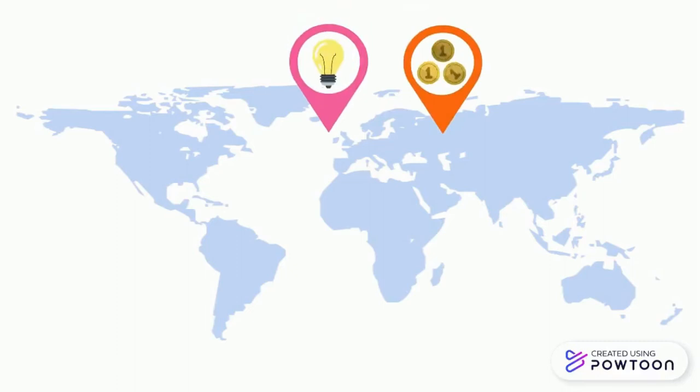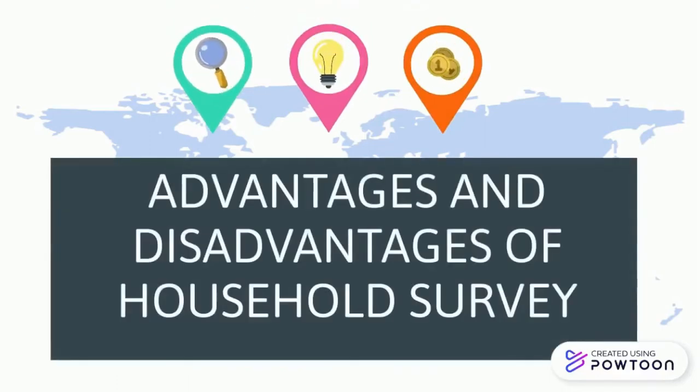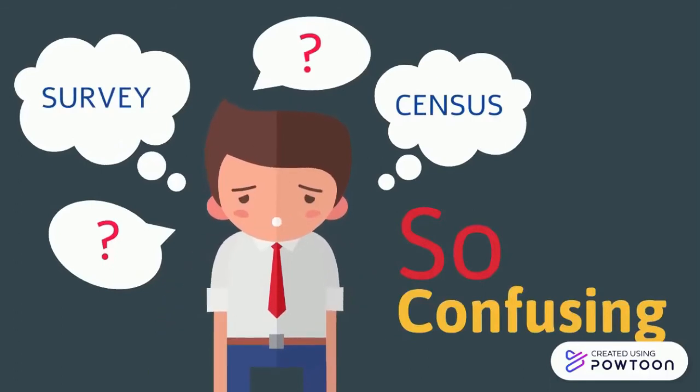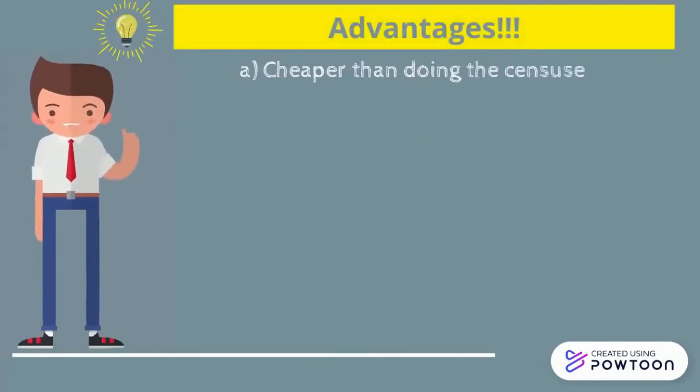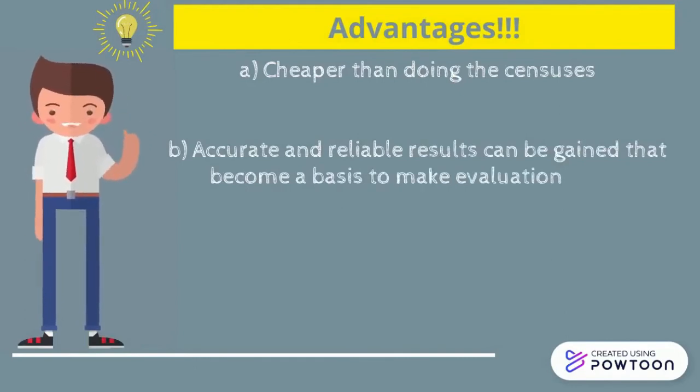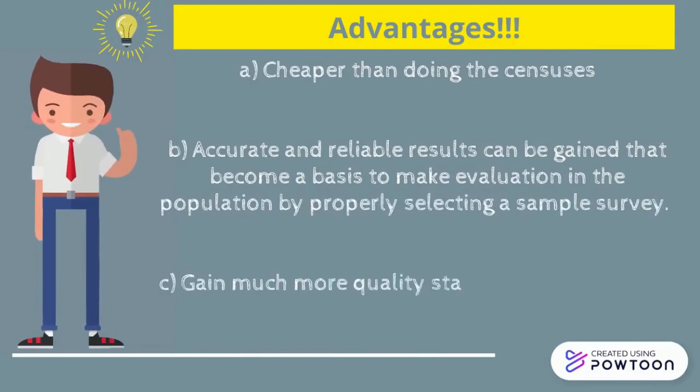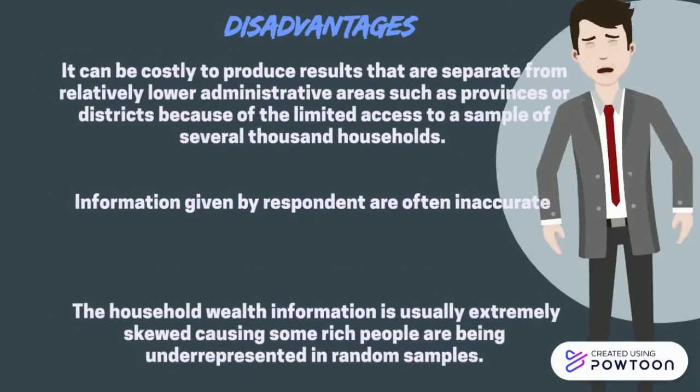Now, we are going to talk about the advantages and disadvantages of a household survey. This is because in collecting data, there are two choices between survey and census that are usually confused in terms of which one is better to be used. The advantages of household survey is it is cheaper than doing the census. Accurate and reliable results can be gained that become a basis to make an evaluation in the population by properly selecting a sample survey. Lastly, it can gain much more quality of statistical information using well-trained interviewers.